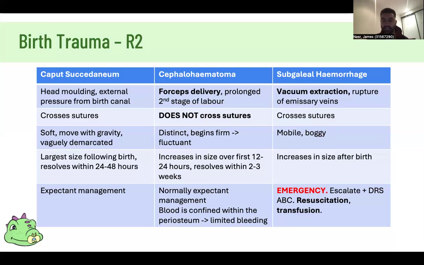And a subgaleal is a medical or a neonatal emergency, so escalating immediately, getting NICU involved, as well as possibly your surgeons, and doing your doctor's ABCD. And then resuscitation and transfusion would be your mainstays of treatment.